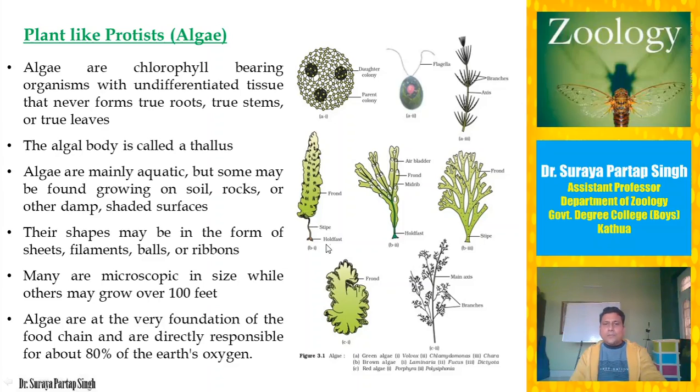The structure with which they are attached to the substratum is called the holdfast, the stem-like structure is called the stipe, and the body of the alga is called the thallus. So it is not differentiated into true roots, true stems, or true leaves as is seen in the case of plants. That's why they were taken out from the plant kingdom and kept under kingdom Protista.